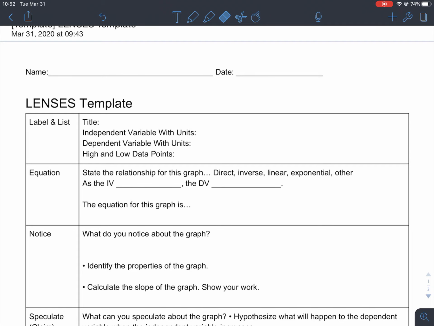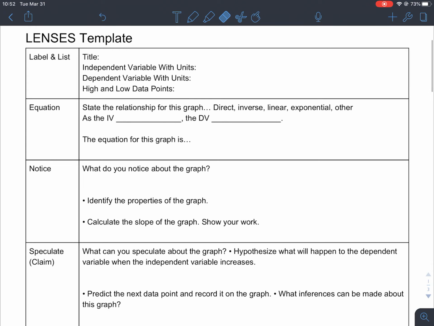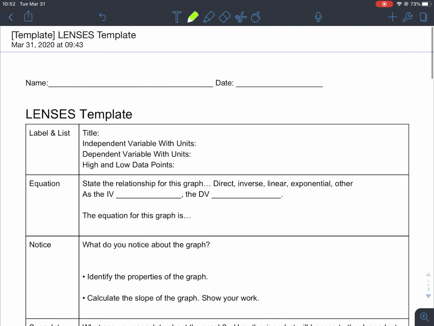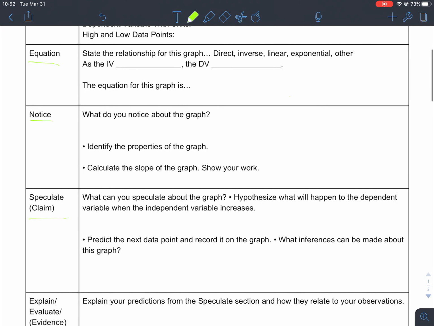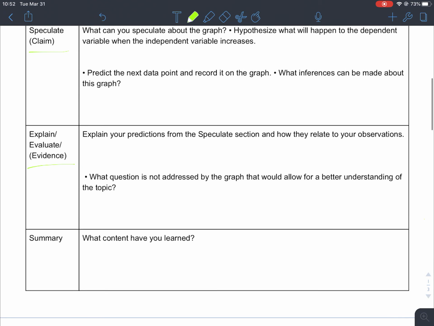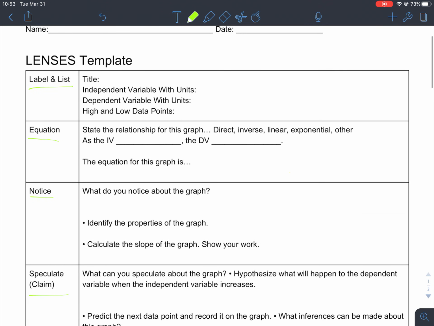In Google Classroom, you will find this form. It's called the LENSES template. And LENSES stands for label and list, equation, notice, speculate or claim, explain, evaluate or evidence that you find, and summary. That's what LENSES is. It's basically a graphic organizer that helps us evaluate different graphics.